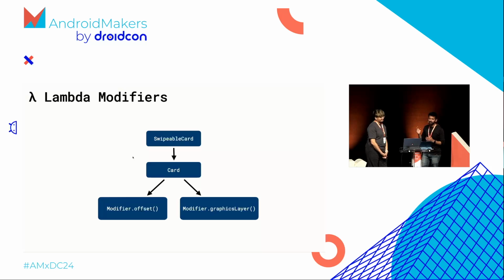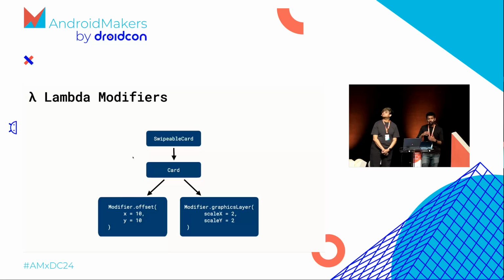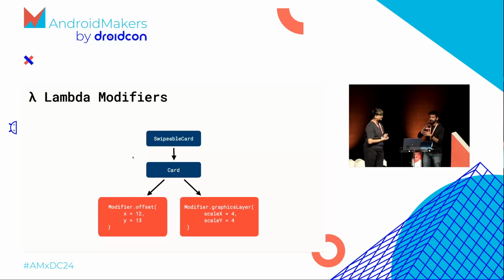as Sasha showed, we have this swipeable card and a card internally. And we are setting some modifiers on it, specifically the offset and the graphics layer. These values are changing, so whenever these values change, Compose thinks that the whole tree has changed. So it invalidates the card and the swipeable card as well. So the whole thing is recomposing. Essentially, Compose thinks that these modifiers are immutable, and when we change something here, it needs to think that the whole UI tree is changing.